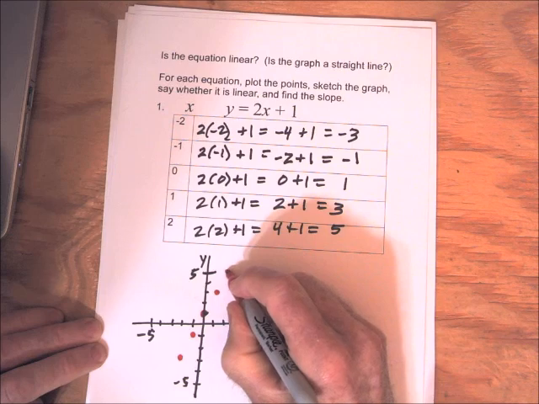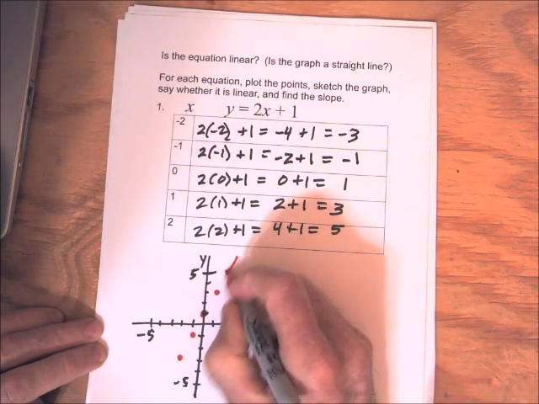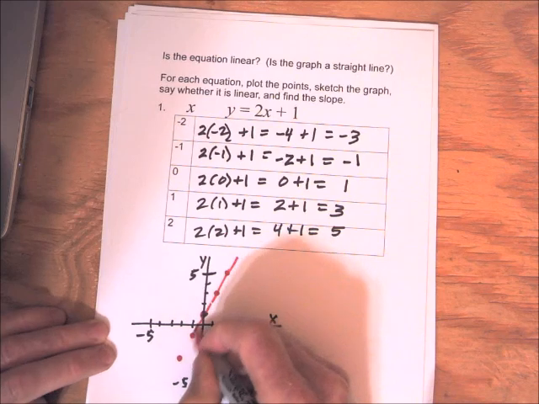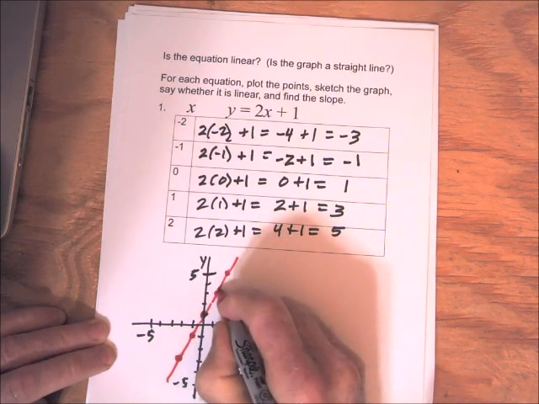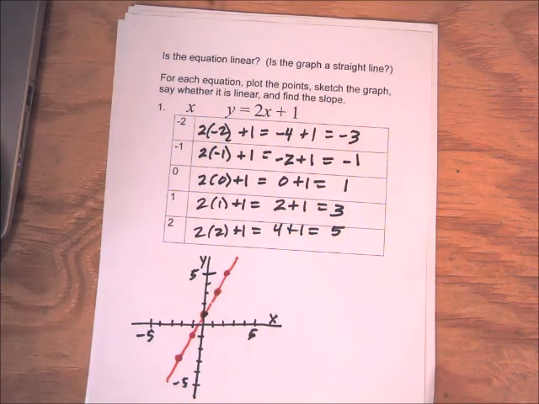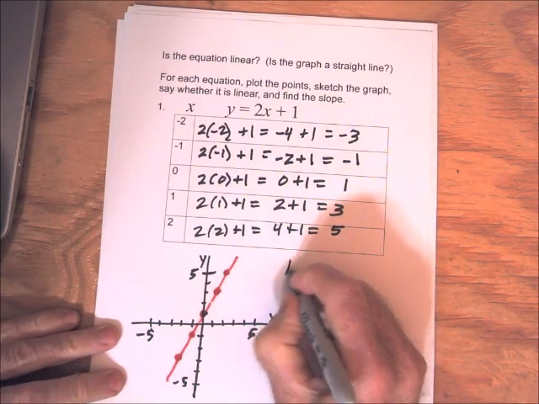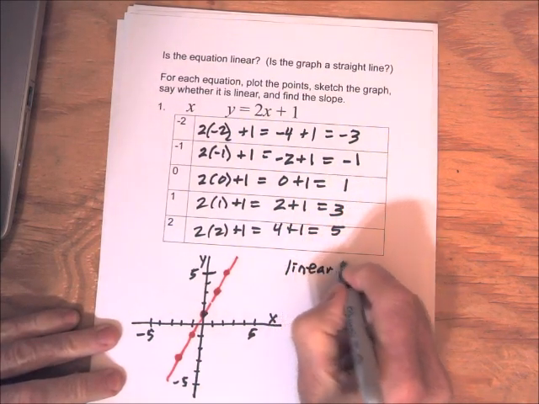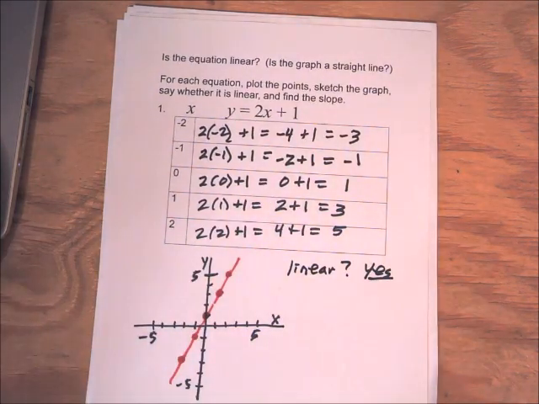Okay, and they do appear to be on the same straight line, and we can connect the dots. It looks like they're on the same straight line. So that means it is linear. So linear is a yes.